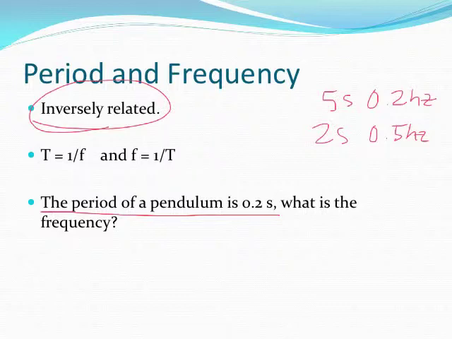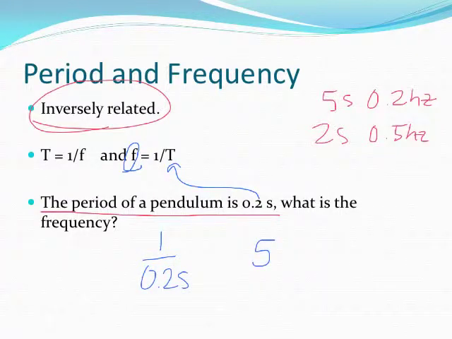So which of these two equations is going to be helpful for our current problem? The period of the pendulum is 0.2 seconds. Right? Our known is period. Our question is frequency. So we want the equation that solves for frequency and has period in the equation, because that's what we know. All right? So you do 1 over 0.2 seconds, and that would give you 5 1/seconds, or hertz.